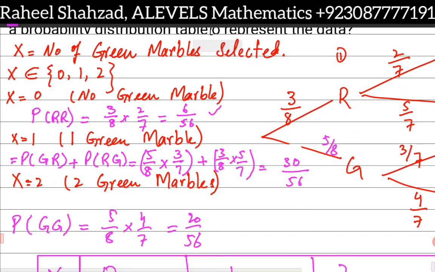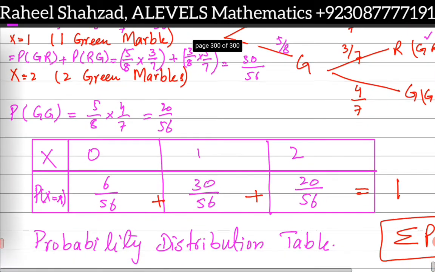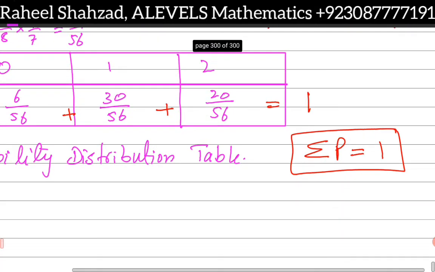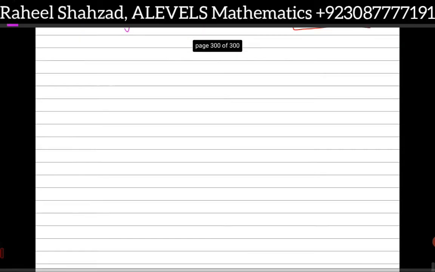And then if x is 0, that means we will not get any green marble. That means both are red. And then we draw a tree diagram for this. You can do it without a tree diagram as well, by the way. And then listing all possible values of the random variable and against it all probabilities, this is known as a probability distribution table. We know that the sum of all these probabilities is equal to 1. So yes. Let's move to the next question now.